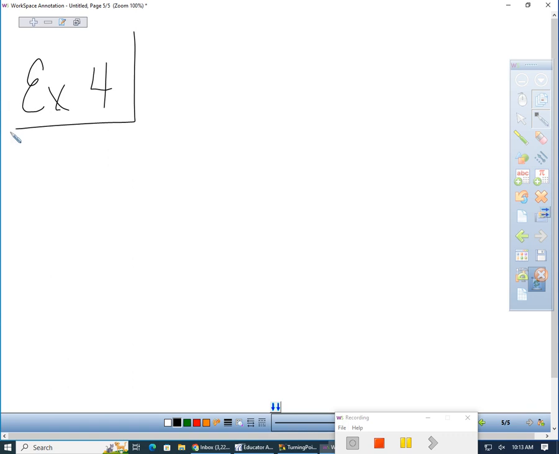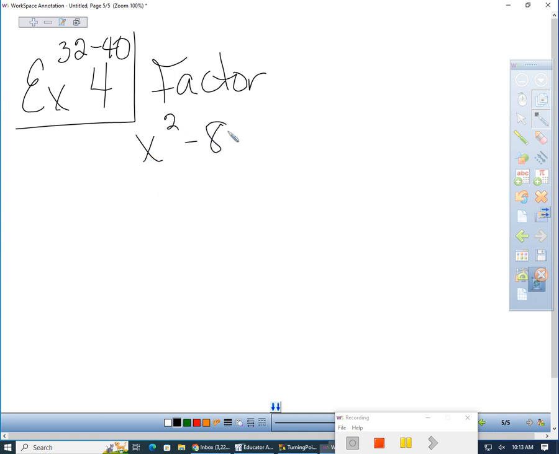And we're going to do 32 through 40. It is a big chunk, I agree. We're going to do a couple of these, though. Okay? So I want you to factor, let's say, x squared minus 8xy minus 33y squared.